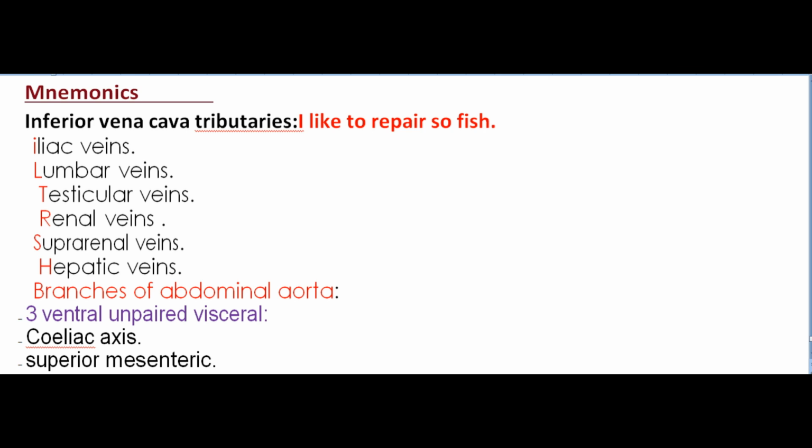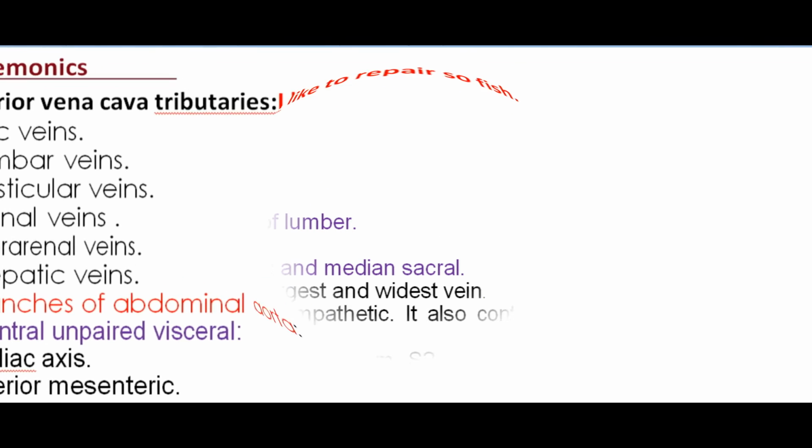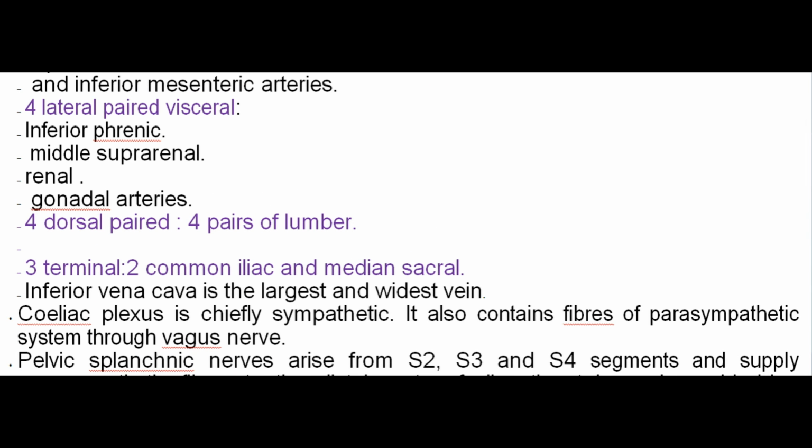Branches of the abdominal aorta. 3 ventral unpaired visceral: coeliac axis, superior mesenteric and inferior mesenteric arteries. 4 lateral paired visceral: inferior phrenic, middle suprarenal, renal, gonadal arteries. 4 dorsal paired: 4 pairs of lumbar. 3 terminal: 2 common iliac and median sacral. Inferior vena cava is the largest and widest vein.